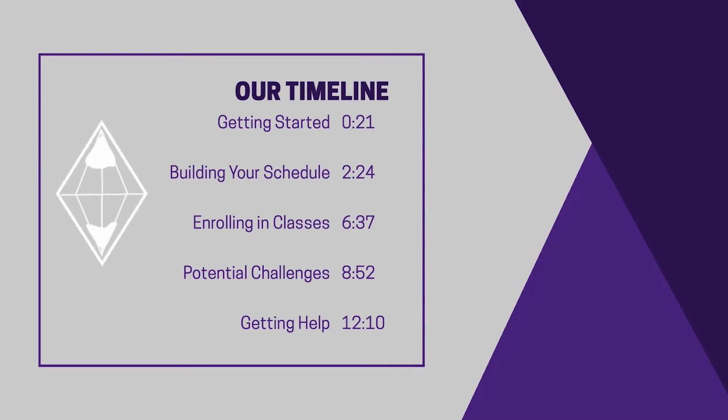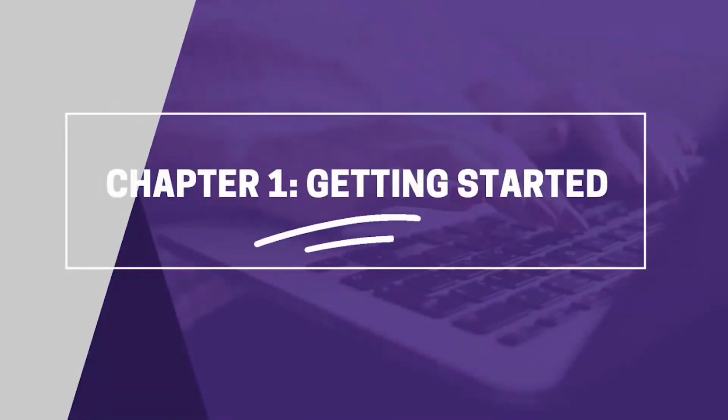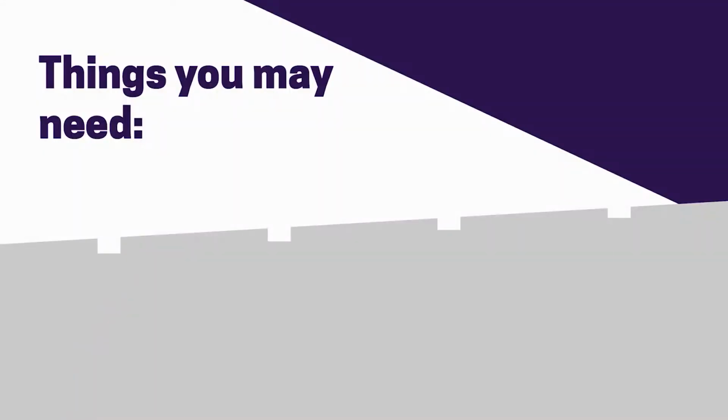Let's get started. Chapter 1, Getting Started. To start the enrollment process, let's get familiar with the materials you may need along the way. The course schedule. This will show you what times classes are offered in an upcoming semester. Be sure you are in the right semester and year so you can find accurate information.